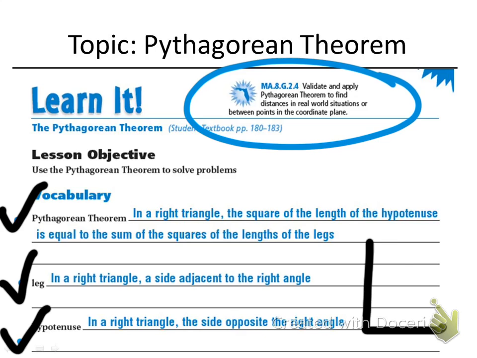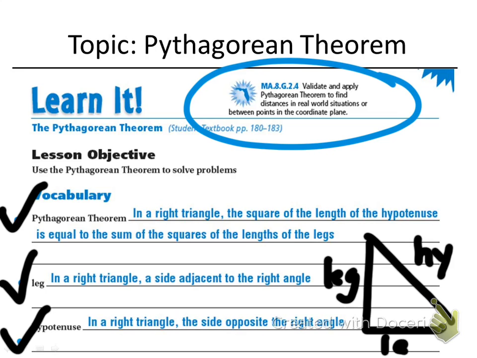So if I were to draw a diagram, this would be the hypotenuse, this would be a leg, and this would be a leg, because here's the 90-degree angle. Whatever is opposite the 90-degree angle is the hypotenuse, and the other 2 sides are considered the legs, leg A and leg B. And then the hypotenuse is labeled C.